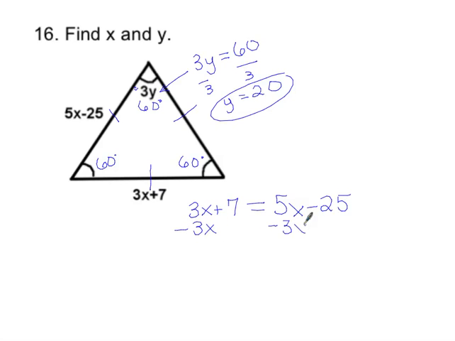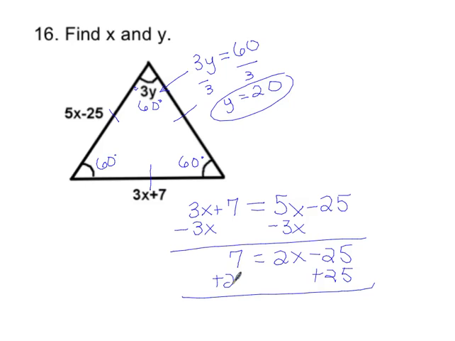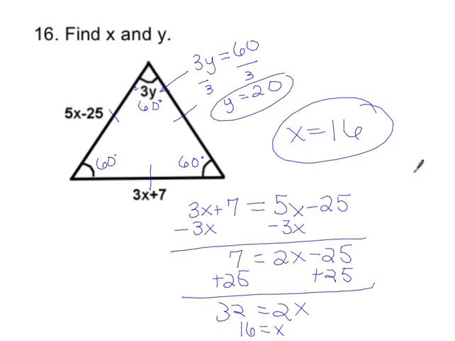Welcome back. Take a look and see, you should have subtracted 3x. That's one way you could have done that. Added 25 to both sides. All right, we've got 2x here. And we would have 7 plus 25 is 32. We divide both sides by 2 and get 16 for x, or x is 16.